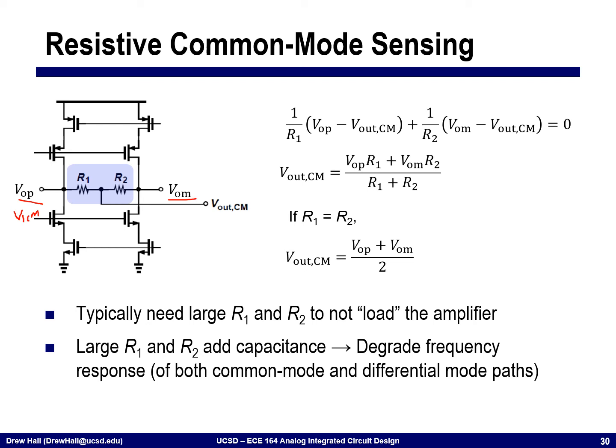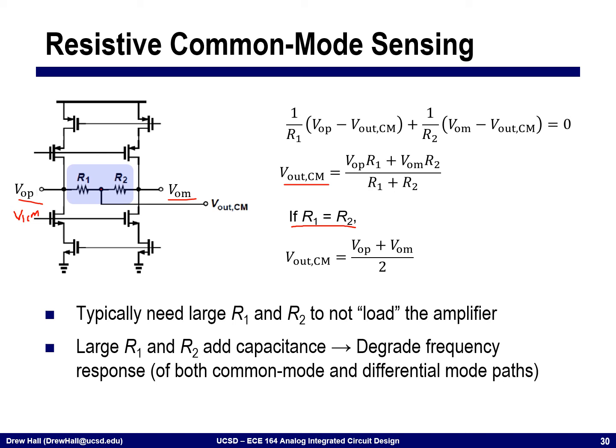R1 and R2. Okay? And so if we write KCL, we can find that the output common mode voltage is equal to VOP times R1 plus VOM times R2 divided by R1 plus R2. And if R1 is equal to R2, that is, these two resistors are the same, then the output common mode voltage is simply the average of VOP and VOM. And so we're using these two resistors to find the midpoint, or the average, of the two outputs.